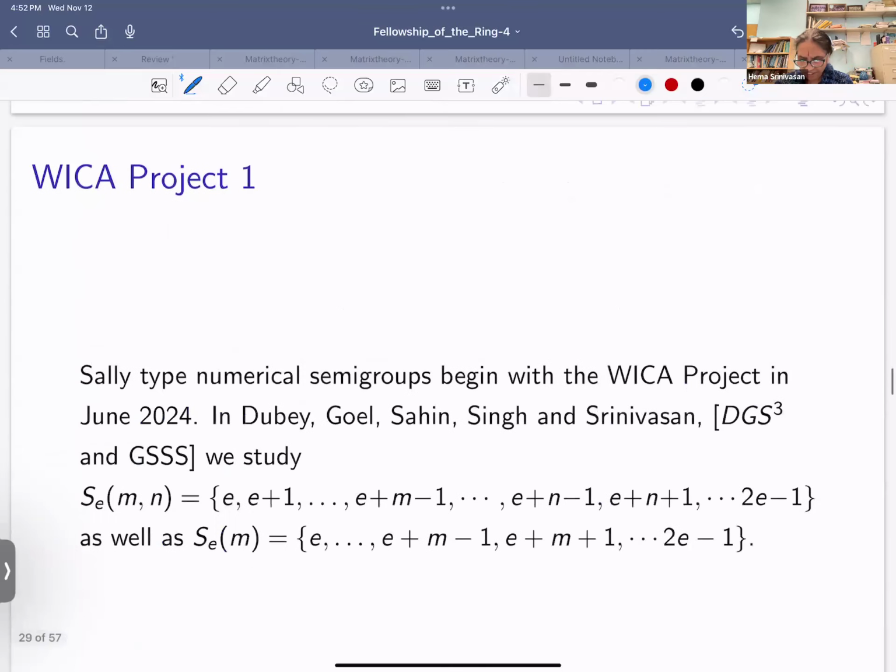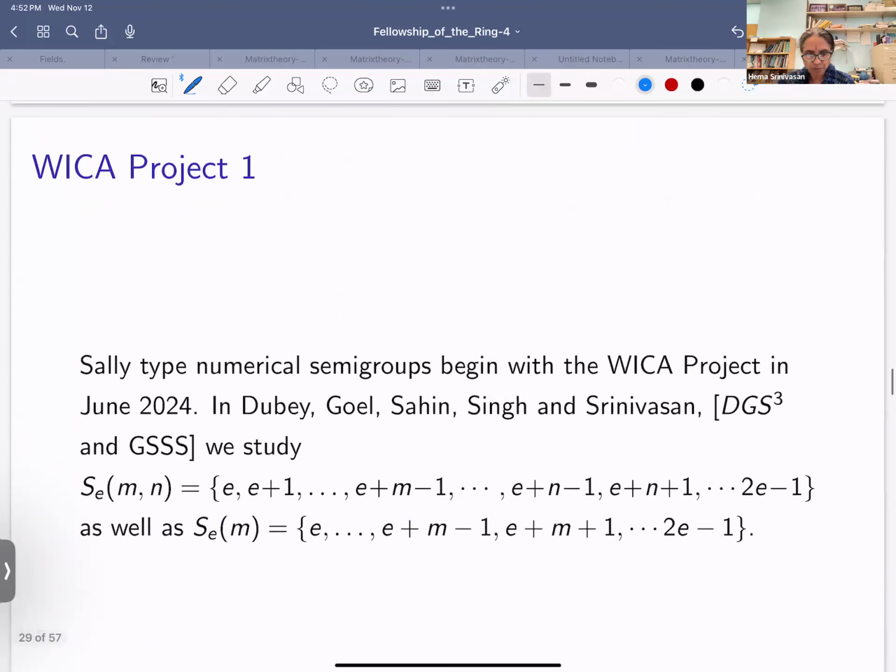So this kind of started in a WICA, standing for Women in Commutative Algebra. There was a meeting in the summer of 2024, which is when I started a project with Priya Dubey, Kriti Goel, Neil Sahin, Srishti Singh, and myself. I'm going to call this DGS cubed, and we continue this later on. Priya is not part of it now because she has decided to leave academia to go to industry after this. She thought this would be a different kind of thing that she should be working on.